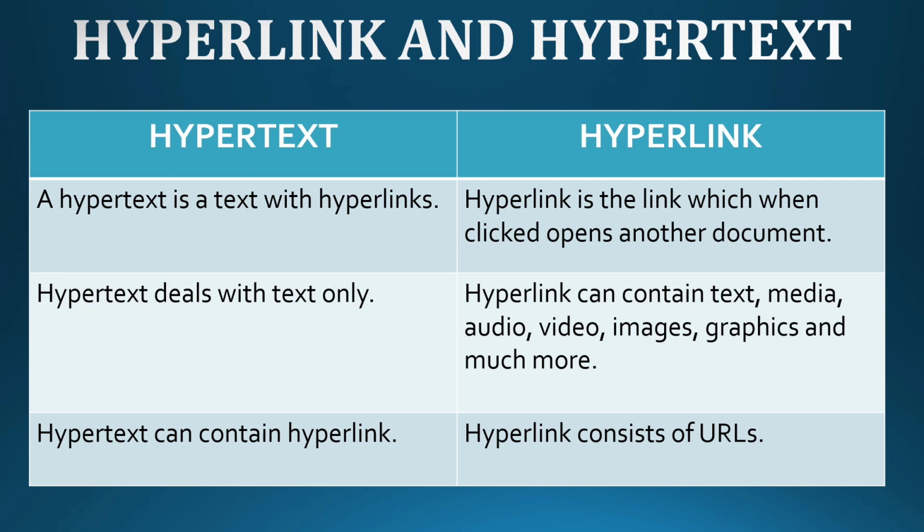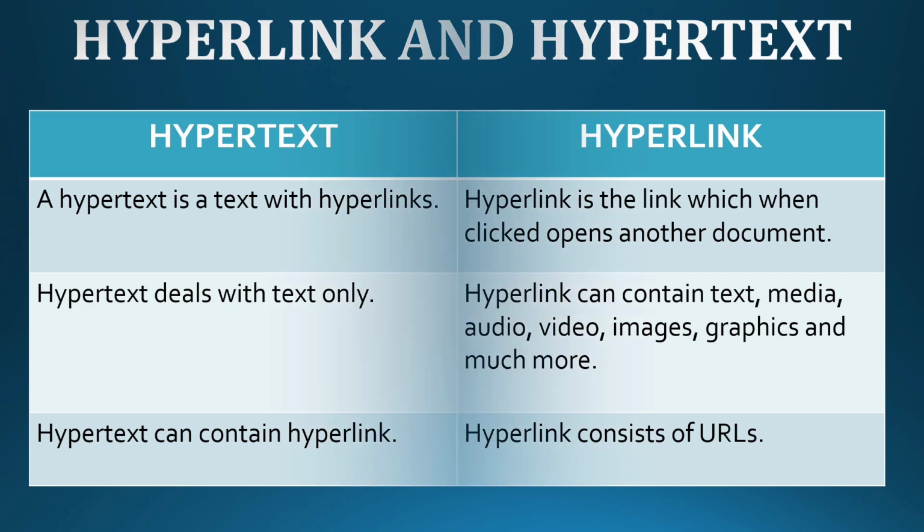But a hyperlink can contain text, audio, video, images, graphics, etc. Hypertext can contain a hyperlink, and a hyperlink consists of a URL. Why URL? Because when we make web pages, we mention the URL with the text, image, audio or video. So whenever we click on it, we can go to those pages.